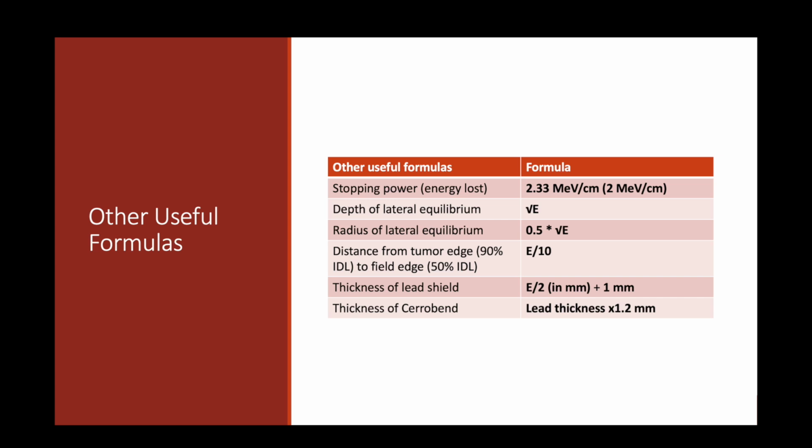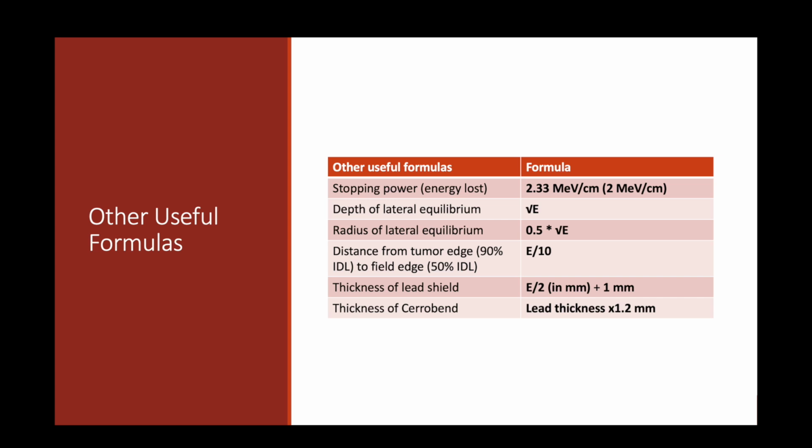Other formulas: the depth of lateral equilibrium is calculated as the square root of the energy, and the radius of the lateral equilibrium is half the square root of the energy. The radius of the lateral equilibrium, 0.5 times the square root of the energy, helps us to determine our margin, how much margin we want to treat around the tumor based on the energy that we're using.